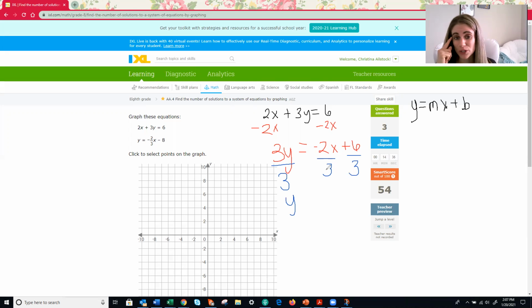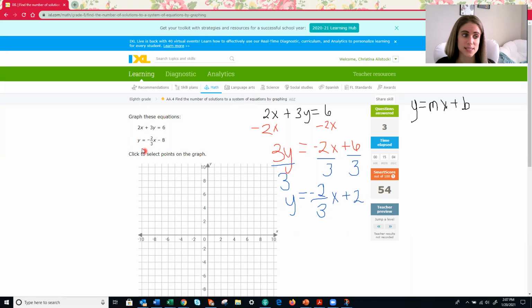But remember, this is with our x. That means it's our slope, and we want our slope to be a fraction. So I can just leave it as negative 2/3. And then 6 divided by 3 is 2. All right, there we go. Now we have our 2 equations in slope-intercept form. All right, take a look at them real quick. What do you notice?